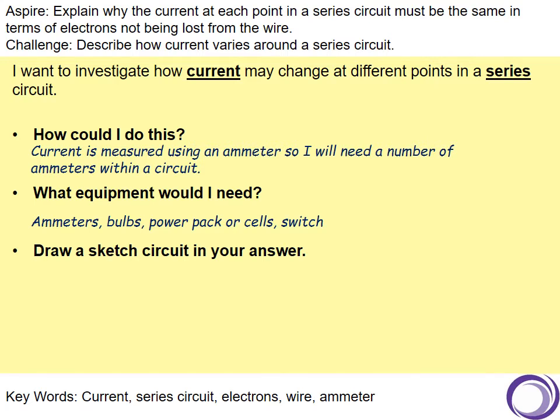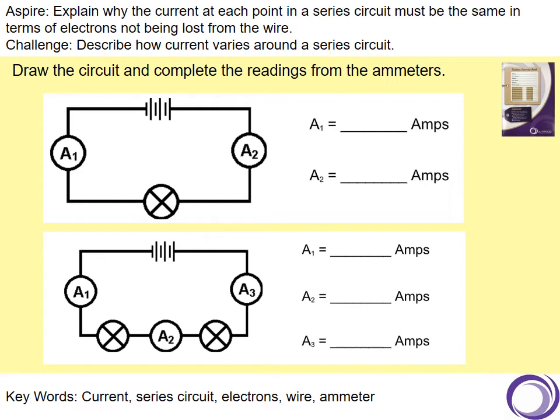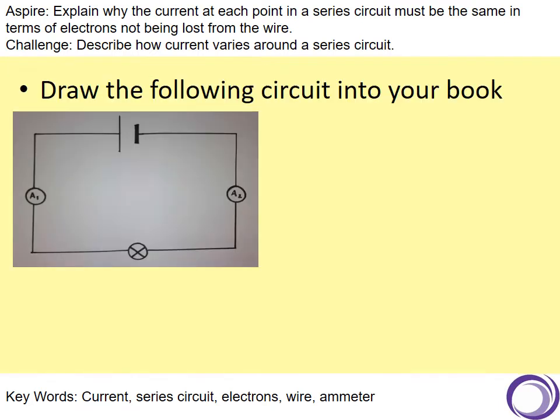And here's a potential diagram that you could have drawn that's got 2 ammeters in and a bulb. So we're measuring the current at A1, and we'll be measuring the current at A2. Okay, so what I'd like you to do now is to draw these 2 circuits in your book, and we're going to be measuring the current at A1 and A2, and then in the second diagram we're measuring the current at A1, A2 and A3.